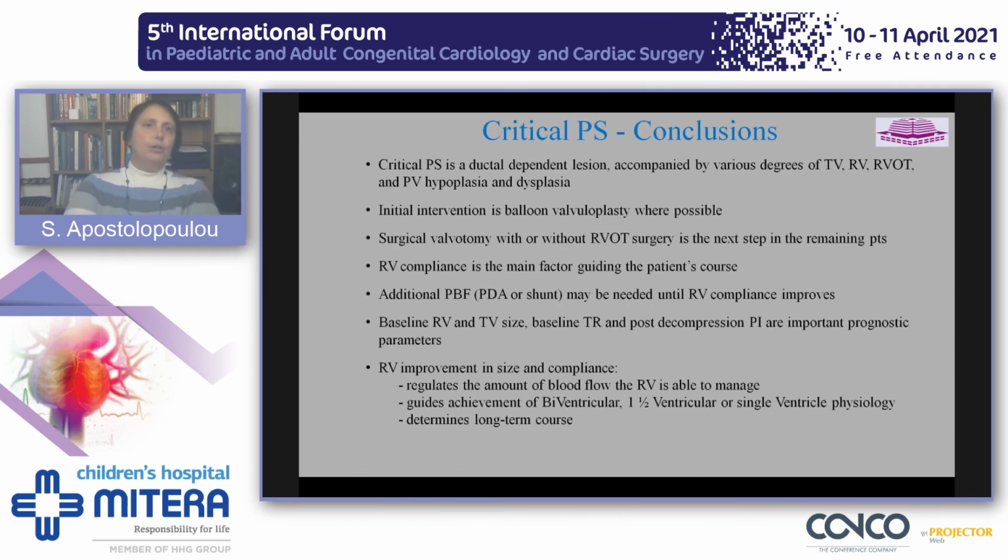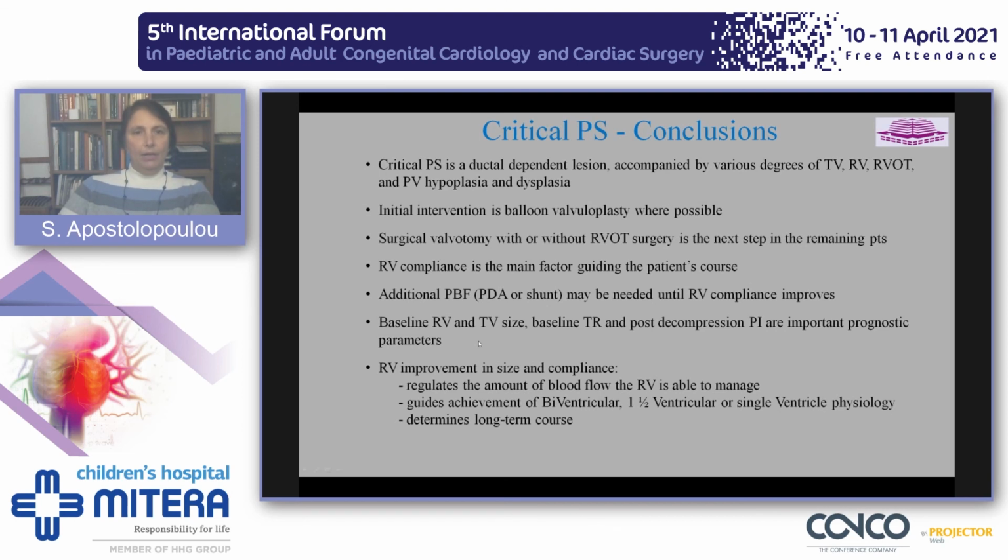In conclusion, critical PS is a ductal-dependent lesion that has various degrees of hypoplasia and dysplasia of the tricuspid valve, RV, RVOT, and pulmonary valve. Obviously, balloon valvuloplasty is the initial procedure. Otherwise, we have to go to surgical valvotomy with or without RVOT surgery. The main factor guiding the patient's course is RV compliance, and additional pulmonary blood flow, either with a PDA or a shunt, may be needed until the RV compliance improves.